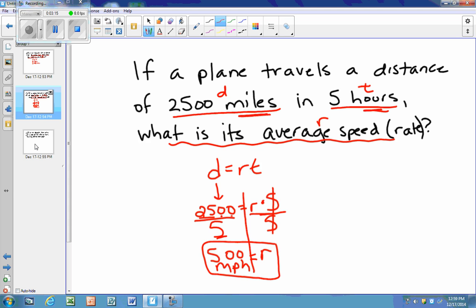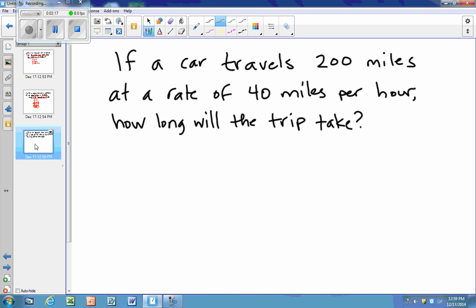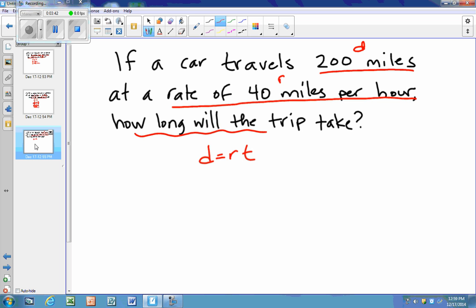Okay, this third question I'm going to review is the one right next to that problem, to the right. If a car travels 200 miles at a rate of 40 miles per hour, how long will the trip take? Again, we're going to start out with that distance formula, D equals R times T, or distance equals rate times time. I read the problem again. If a car travels 200 miles, that's my distance, at a rate, again, this one tells me what the rate is, 40 miles per hour. How long will the trip take? That's my time. That's what I'm looking for.